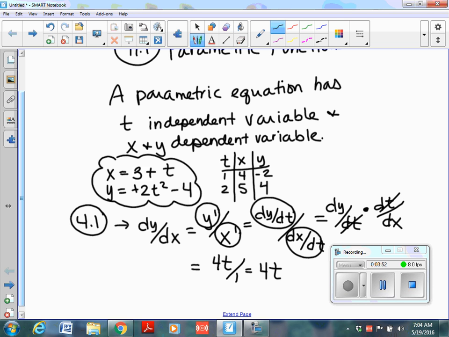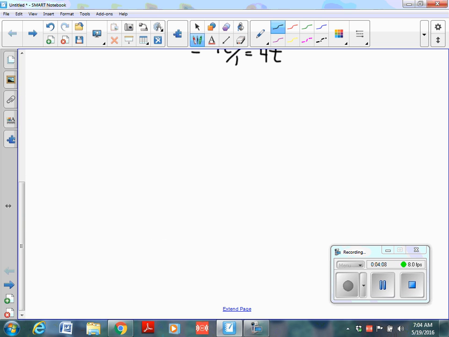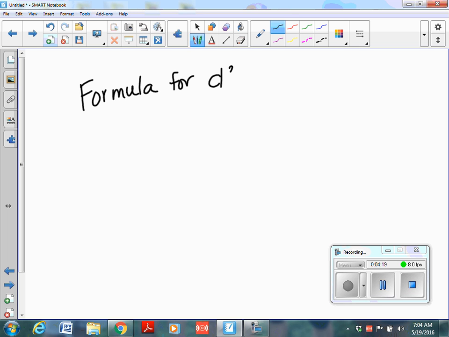So this was basically chapter 1, how to graph one or find the values. 4.1 was to find the derivative. Now in 11.1, we're going to learn how to find the double derivative. So I'm going to go to another page, and in 11.1 we're going to learn two formulas. Formula for the double derivative. Remember, this is how you write the double derivative. It's kind of weird: the 2 goes between the d and the y, and then after the x. This is the formula for a parametric equation.